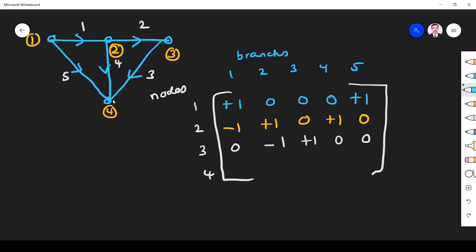Next, in node 4, branches 3, 4, 5 are coming towards node 4. So -1, -1, -1. Branch 3 coming in, branch 4 coming in, branch 5 coming in. Branch 1 and 2 are not connected to node 4, so it is 0. This is called the incidence matrix.